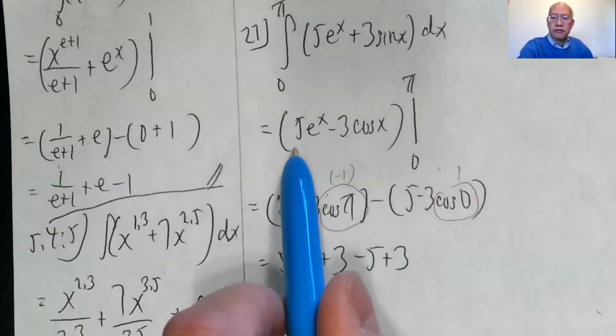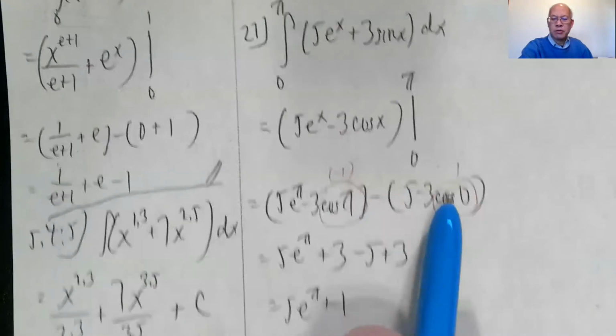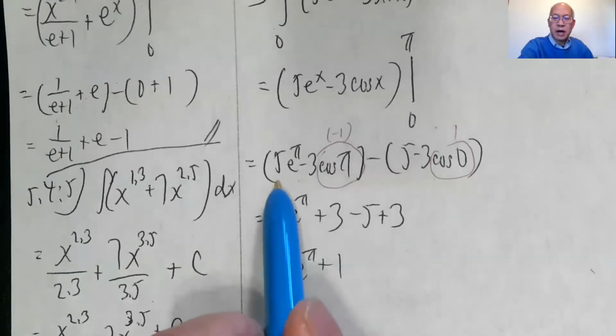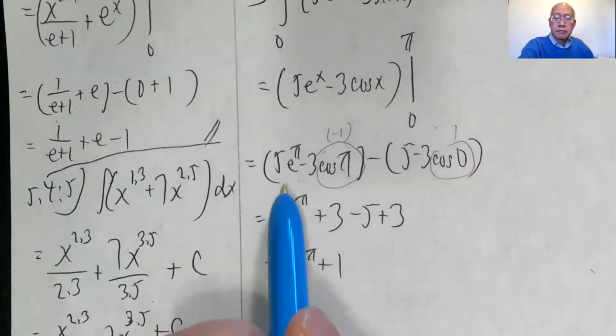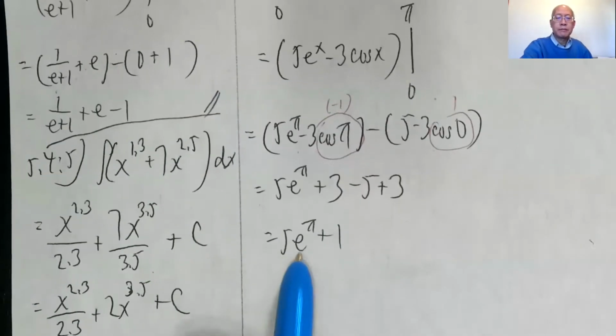Minus, plug in 0: 5 e to the 0, which is 1, so 5, minus 3 cosine of 0, which is 1. So I have 5 e to the pi minus 3 times -1, which is plus 3, minus 5 plus 3. So 5 e to the pi plus 1.